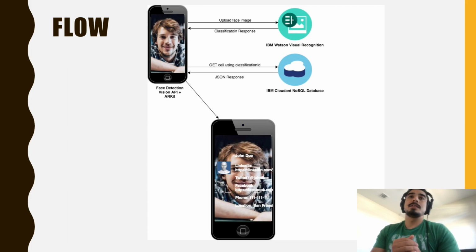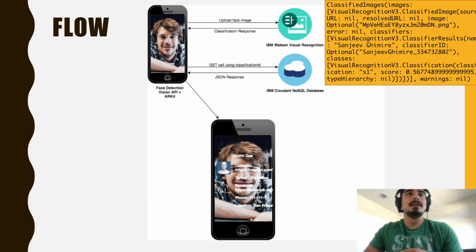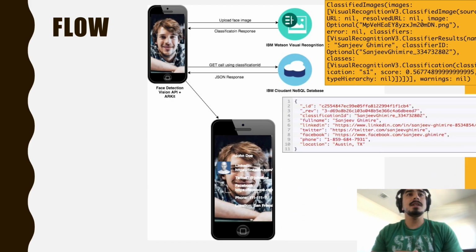The IBM Visual Recognition API returns a JSON with the classification ID. It looks like this. If you look at this, you will see a classification ID somewhere here. Based on that classification ID, you can query the NoSQL database to get more information, and then use that information for the AR experience. When you query the NoSQL database, the JSON that you get back looks like this. It has an ID, the classification ID, your name, your LinkedIn URL, Twitter URL, Facebook URL, phone number, and location, and you can add more information to it so that you can create the whole AR experience.